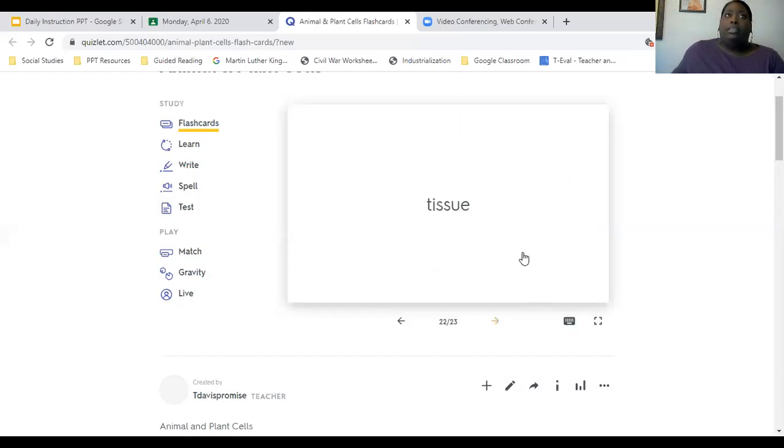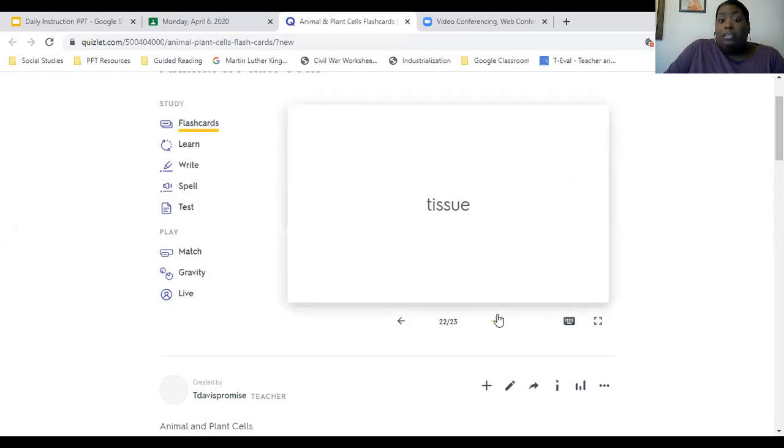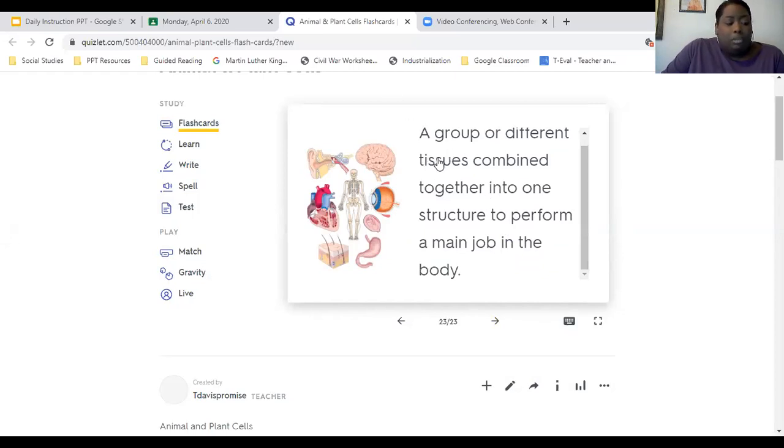And then tissue. So cells are the smallest basic unit of life, and specialized cells work together, and we call them tissue. And then the tissues form different organs. So an organ is a group of different tissues combined together into one structure to perform a main job in the body. And so a specialized group of tissues would be in the brain. A specialized group of tissues would be in the eye, would be in the hair and the heart, and so on. And those tissues put together, we call those organs.